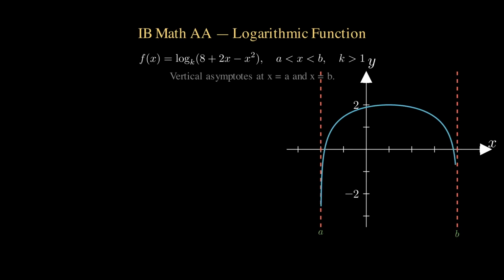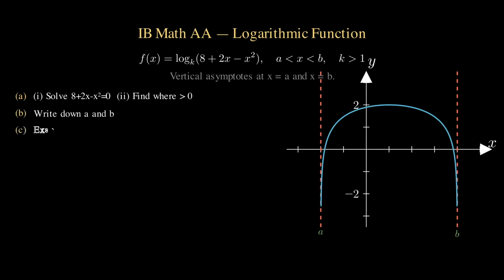Part A. Solve 8 plus 2x minus x squared equals 0 and find the values of x for which this expression is positive. Part B, write down the values of a and b. Part C, find the exact values of x such that f of x equals 0. Part D, given the graph has a maximum value of 2, find the value of k.